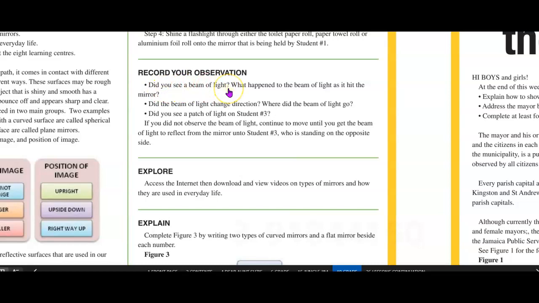Did you see the beam of light? What happened to the beam of light as it hit the mirror? Did the beam of light change direction? Where did the beam of light go? Did you see a patch of light on student 3? If you did not observe the beam of light, continue to move it around until the beam of light reflects from the mirror to student 3, who is standing on the opposite side. This would be lovely for us to do.